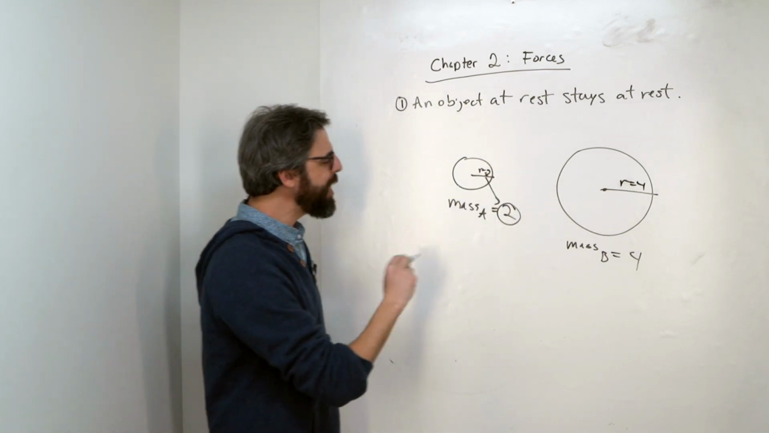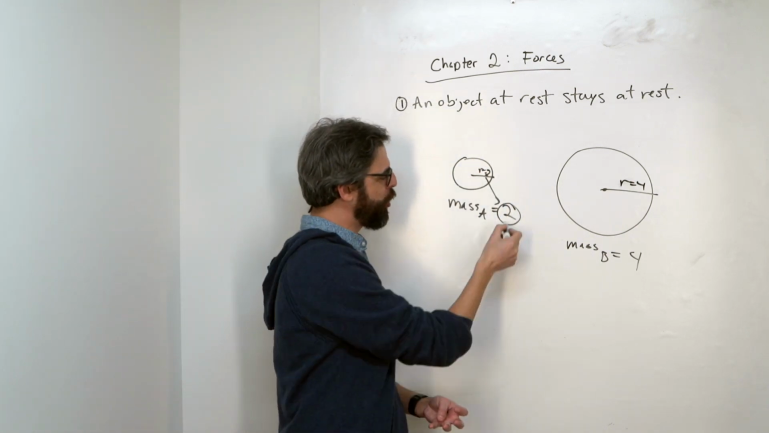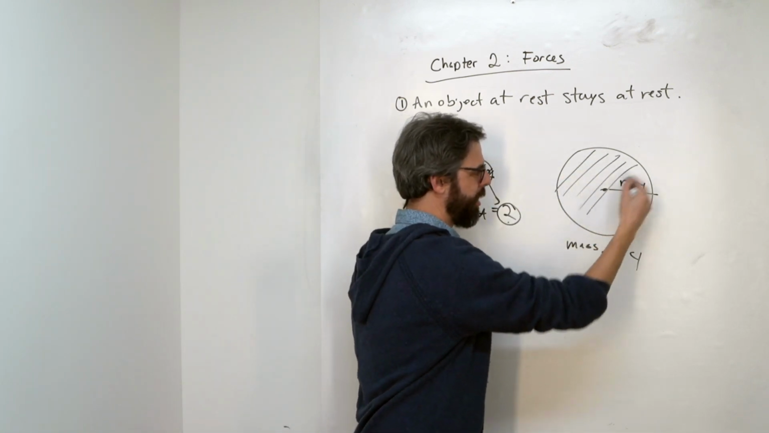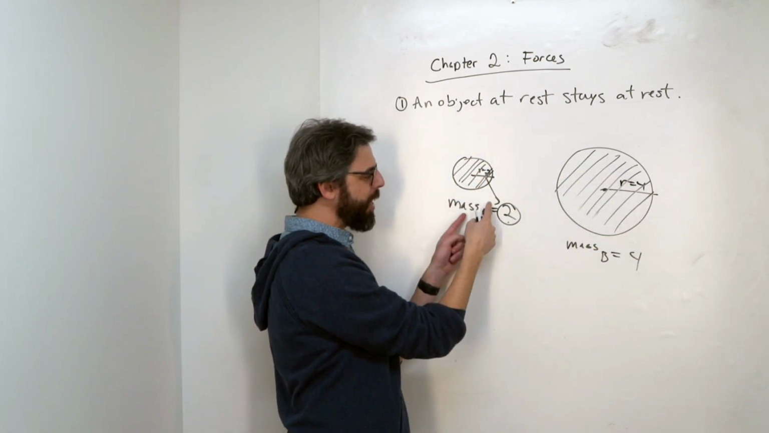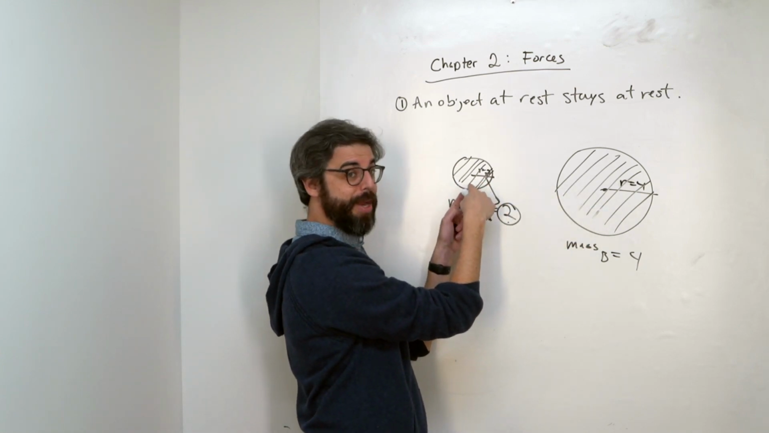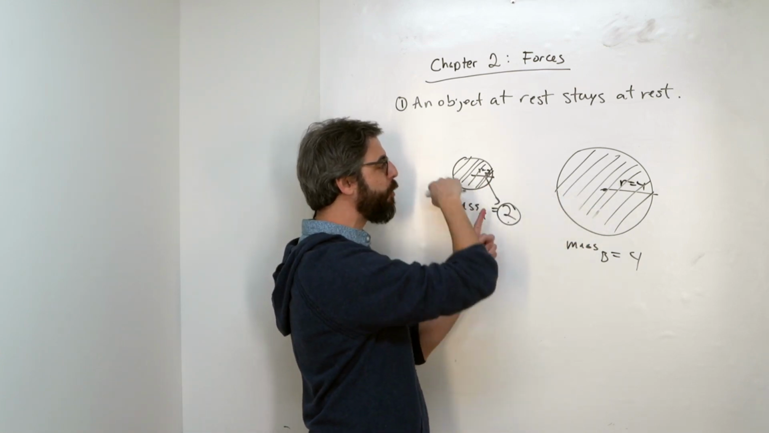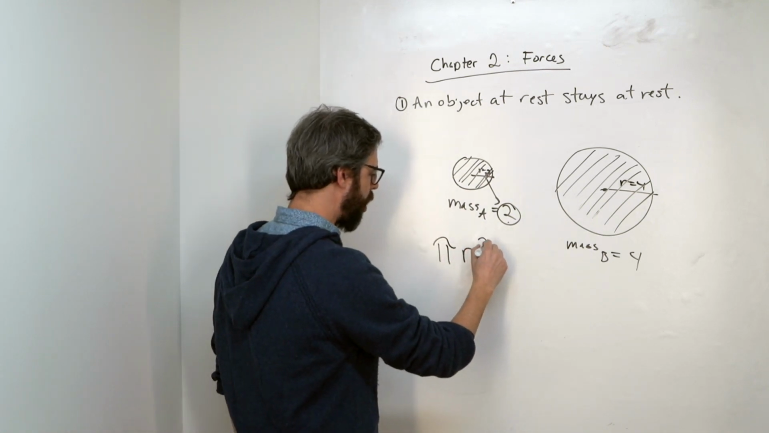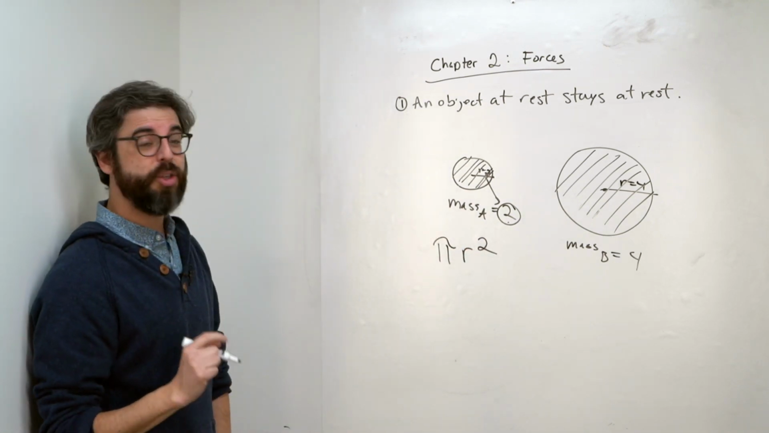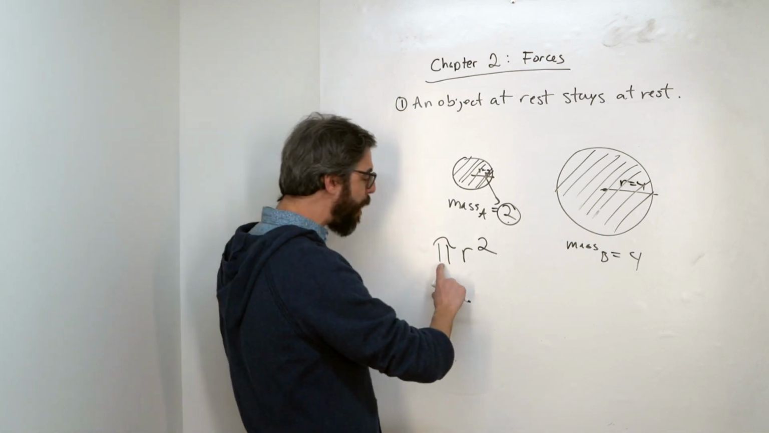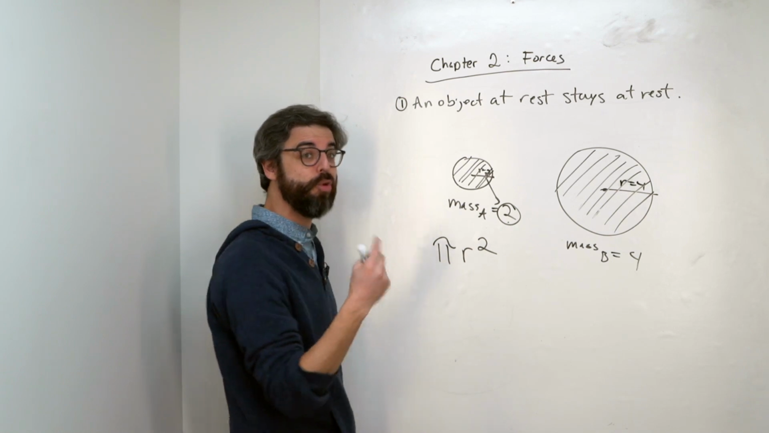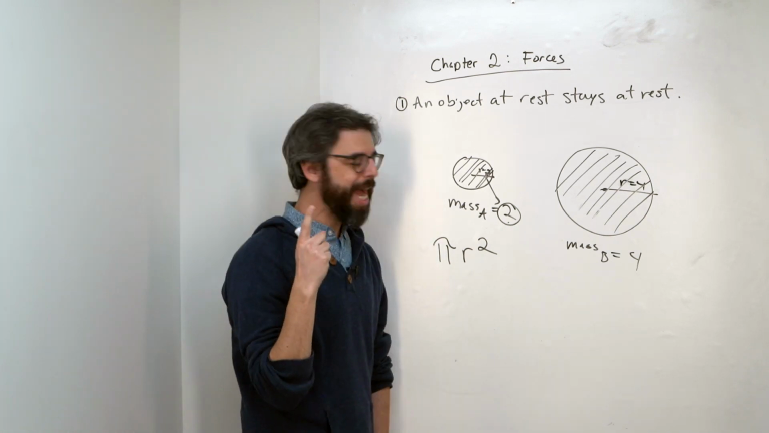Because what should really map, at least in my mind, to the mass is the area. So the area of this should be twice the area of this. What's the formula for the area of a circle? Pi r squared. So in that sense, I think a proper mapping would be to take the square root of the mass. And why is that?